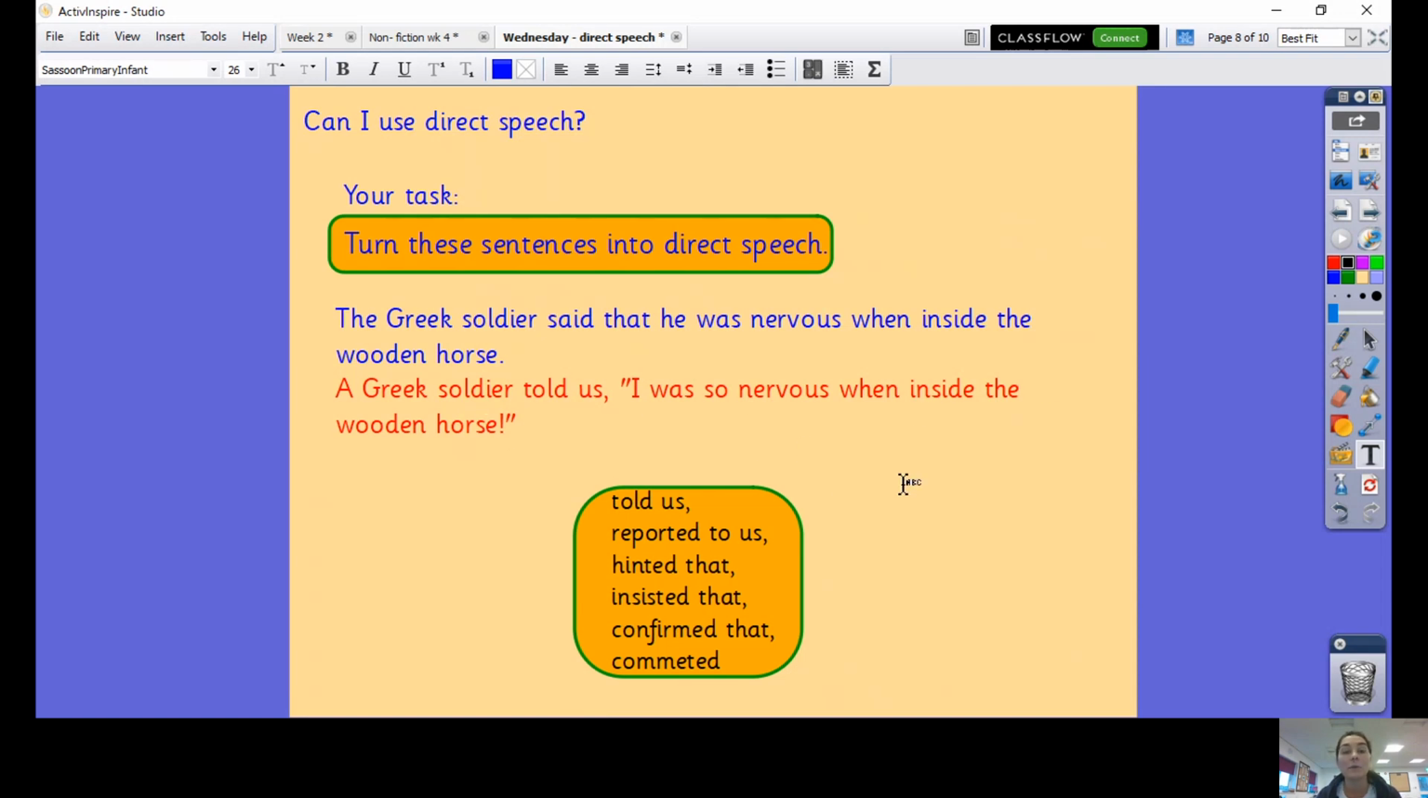You might even want to add a little bit to that. That's absolutely fine. And remember, you need to introduce their speech by using one of these phrases. Told us, reported to us, hinted that, confirmed that. It might just be the Greek soldier commented, I was so nervous when inside the wooden horse.